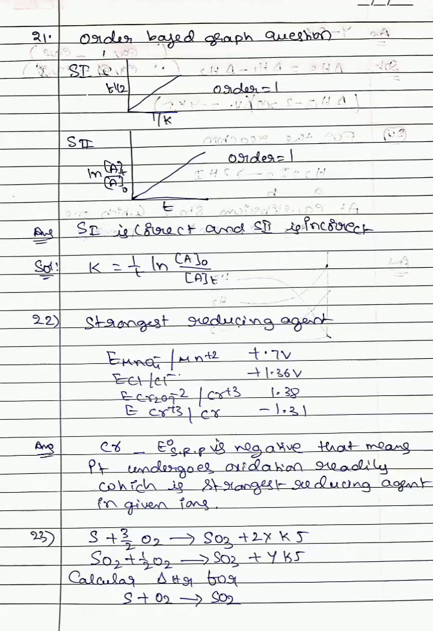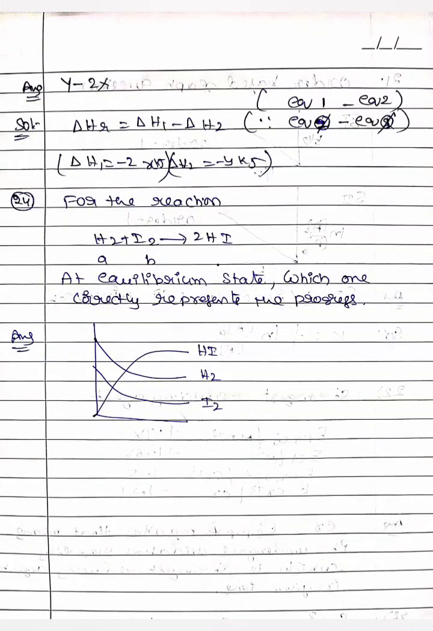Next one, they have given two equations: S plus 3/2 O2 gives SO3, where delta H is equal to minus 2x, and SO2 plus half O2 gives SO3, delta H is equal to minus y kilojoules. And they are asking us to calculate delta H of the reaction S plus O2 gives SO2. So simply by subtracting equation 2 from equation 1, we get delta H. So delta H for the reaction will be minus 2x minus of minus y, that means y minus 2x we get as the answer.